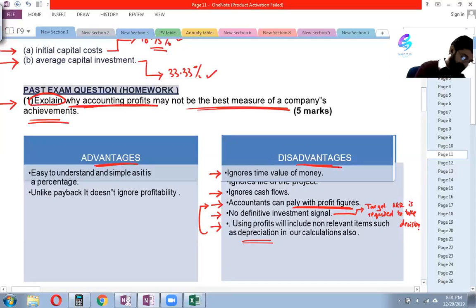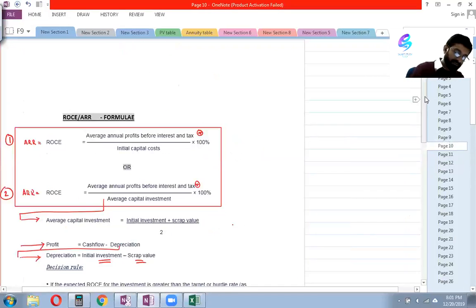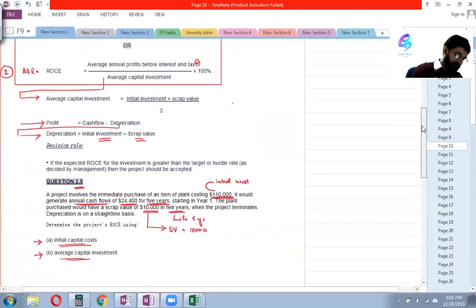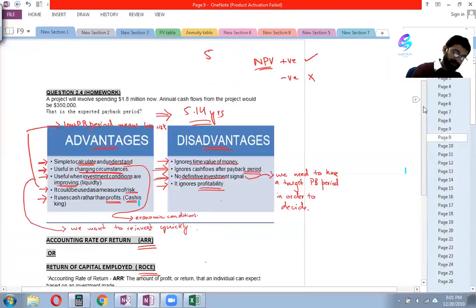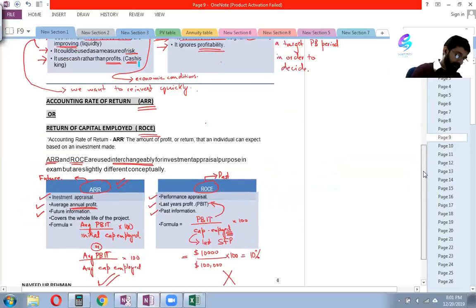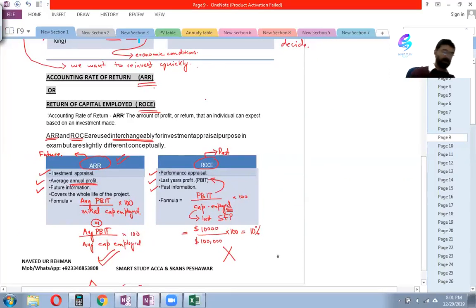Advantages. It's very easy to understand and simple as it's a percentage, right? Percentage is very easy to understand. And the other thing is, if you see the formula of ARR, why are we using the same word for ARR and return on capital employed, the accounting rate of return? Why are we using the words interchangeably?